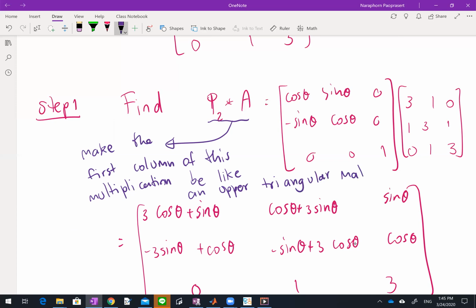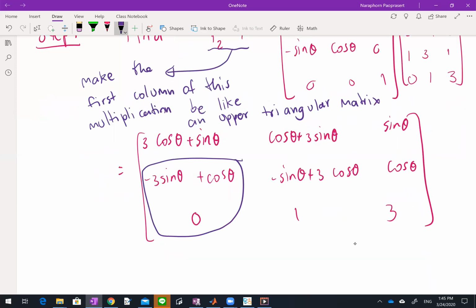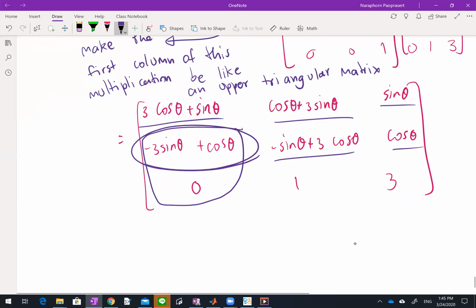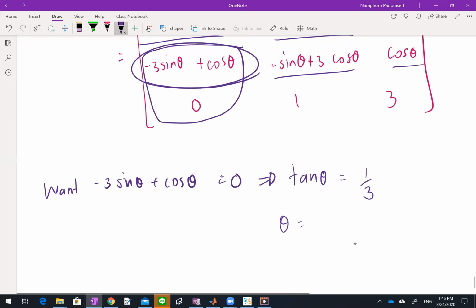So if you want something like this, that means you want this to be 0, to make it more like an upper triangular matrix. Other values, we don't really care. It can be anything. So what we want is minus 3 sine theta plus cosine theta to be 0. If you just move things around, you get tan theta equals 1/3. So theta is just the arctan of 1/3.